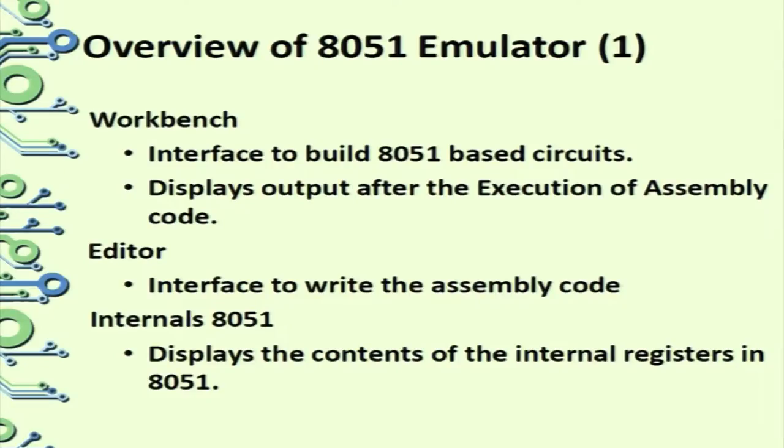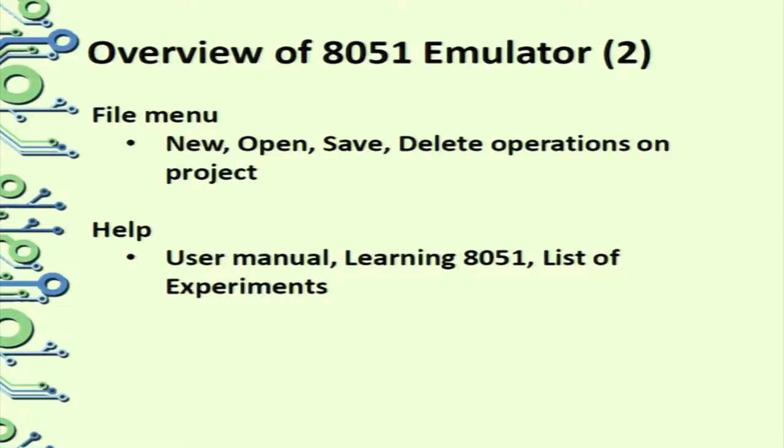Now, this is a brief description of the application. It comprises of 5 modules. We have the workbench where the user can draw the circuits which he needs. We then have the assembly editor where the assembly code can be written. We have the internals 8051 where the contents of the internal registers of the microcontroller are displayed. We have a file menu which handles all the file handling operations. And lastly, help where the user can know more about the application as well as the 8051 microcontroller.